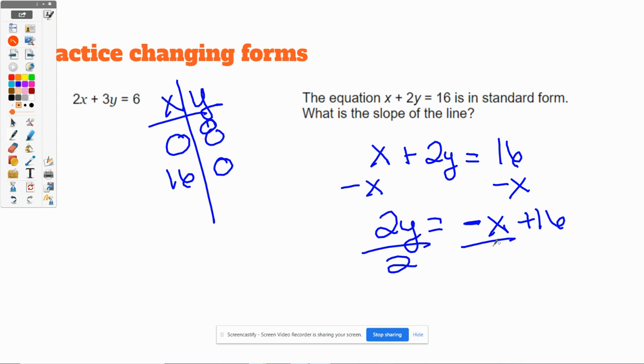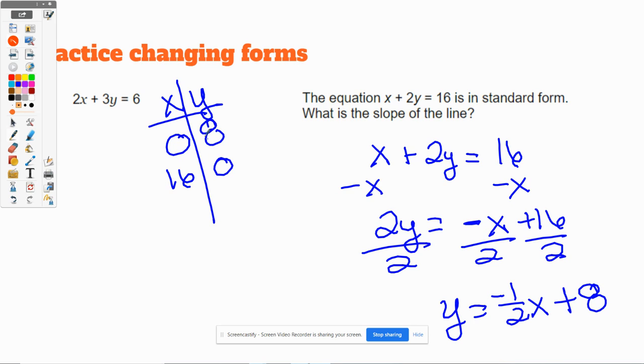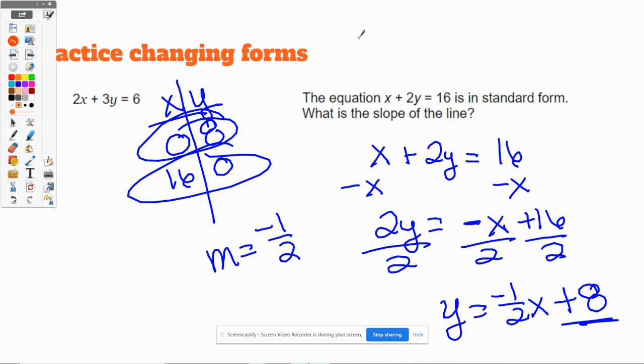Divide everything by 2, each and every piece, and you get y equals, remember there's a 1 here, negative 1/2 x plus 8. (0, 8), that y-intercept would show up right here, and then the slope is negative 1/2, which shows up in front of the x. You also could have used those 2 points and found the rate of change that way.